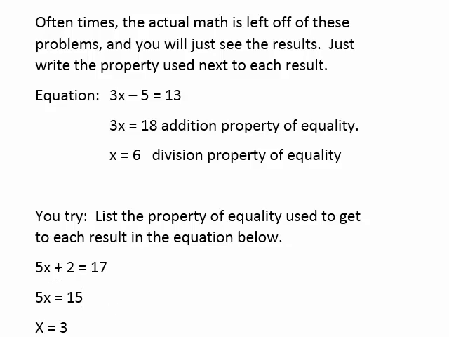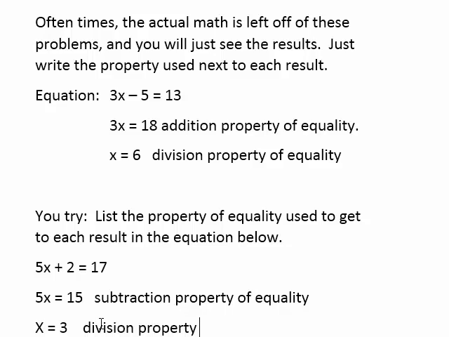Alright, to go from 5x plus 2 equals 17 to 5x equals 15, we would have had to subtract 2 from each side, so we would have been using the subtraction property of equality. To get from 5x equals 15 to x equals 3, we would have had to divide both sides by 5, so we would have been using the division property of equality.